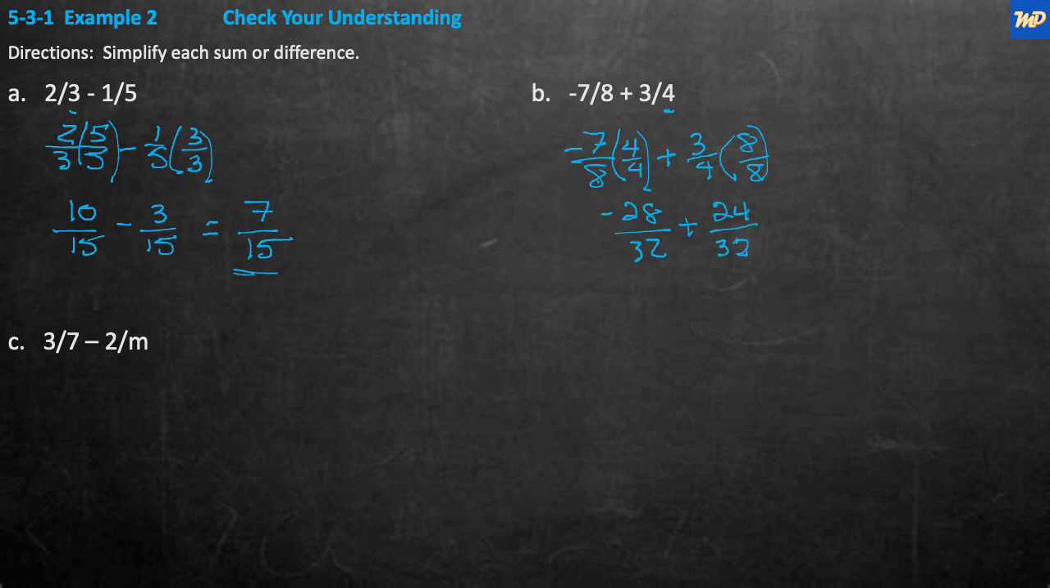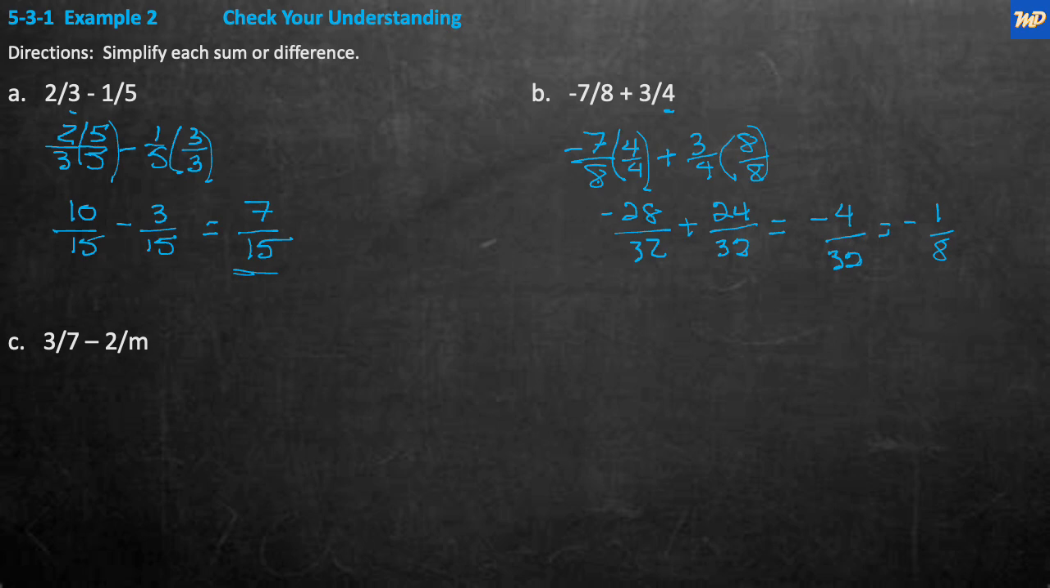There we are with our common denominators again. And when we add these together, we end up with negative 4, because we have 24 minus 28. We have minus 4 over 32. And we can divide 4 into 32. We get 8. So that equals minus 1/8.